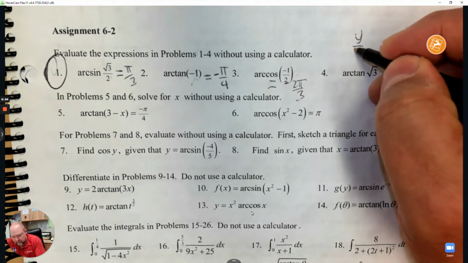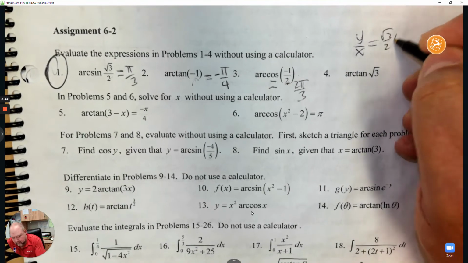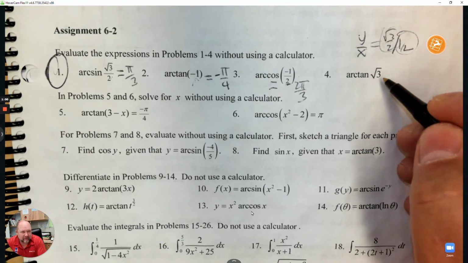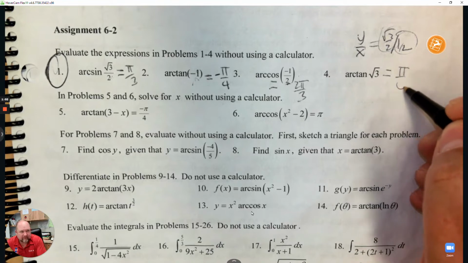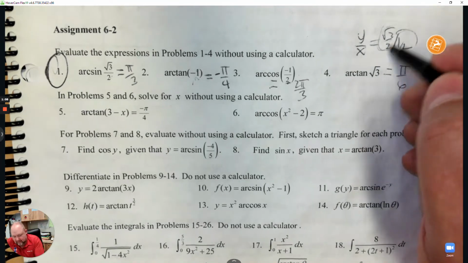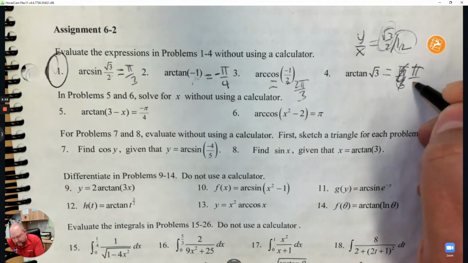Tangent's a little trickier always. It's y over x. So you're thinking of root 3 over 2 over 1/2. So where is that the case where it's positive? And that's pi over 6. Oh, the y. That's pi over 3.